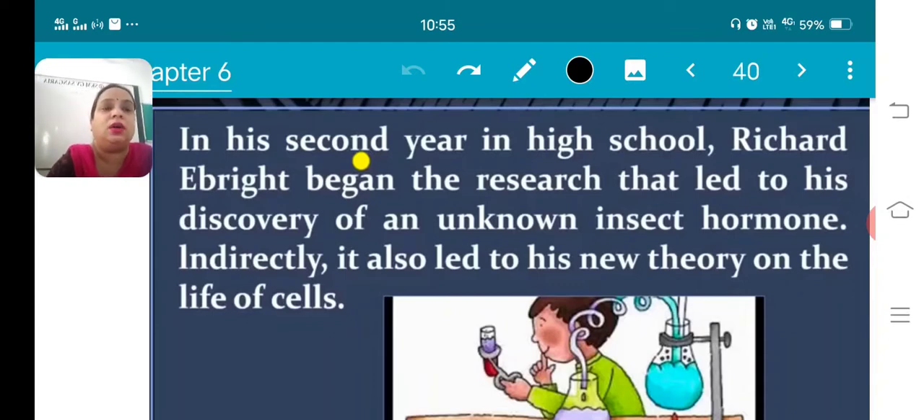In his second year of high school, Richard Ebright began the research that led to his discovery of an unknown insect hormone. Indirectly, it also led to his new theory on the life of cells. So, during his second year of high school, Richard started a research from which he found out about an unknown insect hormone that later helped him in his new theory about the life of cells as well.